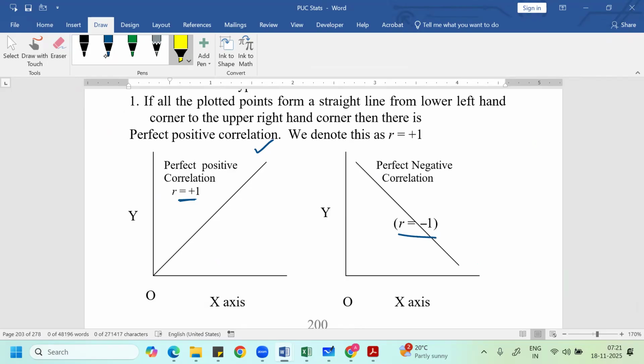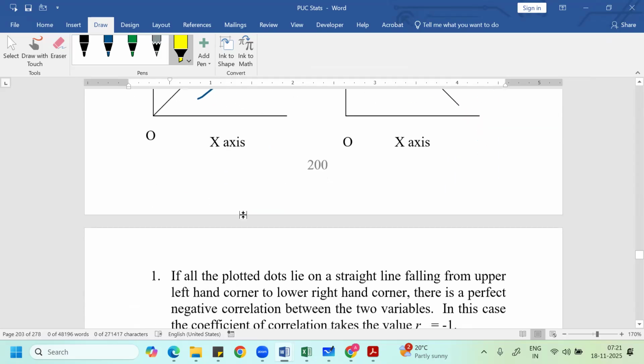While if you get this kind of representation, a straight line inclined toward this axis like this form, then it shows a positive correlation, while this form shows a perfect negative correlation. Although getting a perfect positive or perfect negative correlation is a difficult task, if you are getting that, it shows the strength of the relationship.